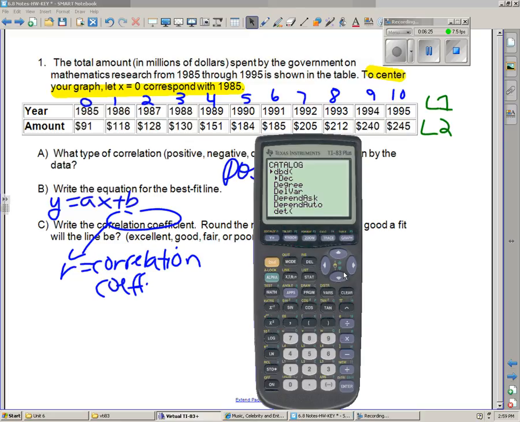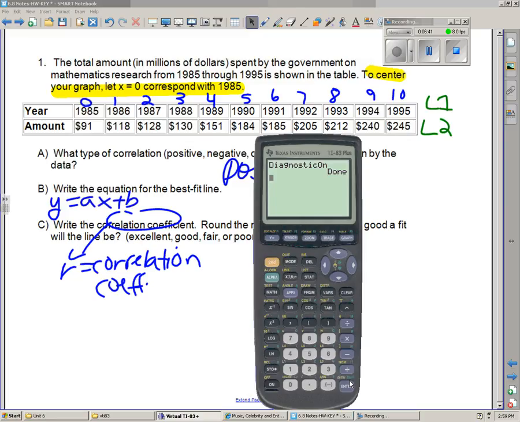So we need to find diagnostics, and there's two choices for diagnostics, on or off. We want them to be on. So once you hit enter for diagnostics on, you hit enter again to make sure that it's actually done it. Now that you're set, we can find the line of best fit and the correlation coefficient altogether.